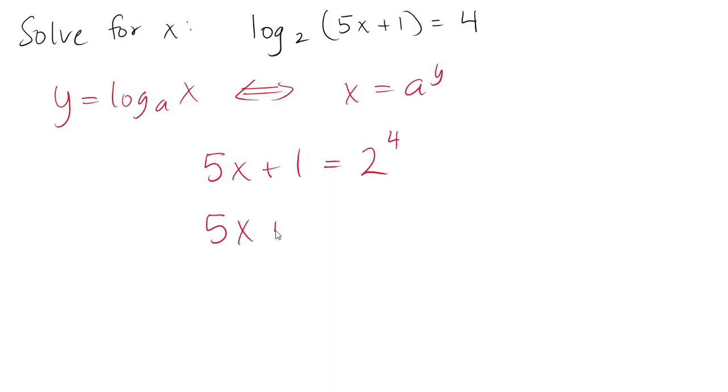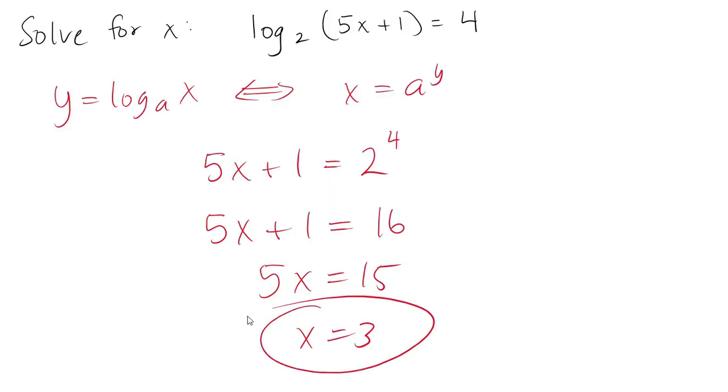So this is just a linear equation. 5x plus 1 equals 16, so 5x equals 15, so x equals 3. Now we double check that 3 is really an allowable input, and yeah, of course it is. Plugging 3 in is going to give us 16. That's okay. Log base 2 of 16 really is 4, and there's our solution, x equals 3.